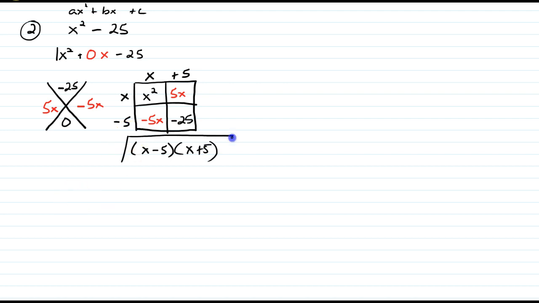Okay, now you're going to try 2b on your own. Let's try x squared minus 49.